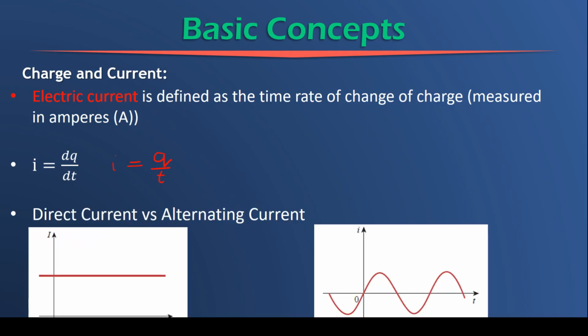We work with two types of current. The first is direct current. You can see with direct current on the figure on the left that the current remains constant with time, whereas with alternating current, the current changes. It's a sinusoidal signal that changes as a function of time.